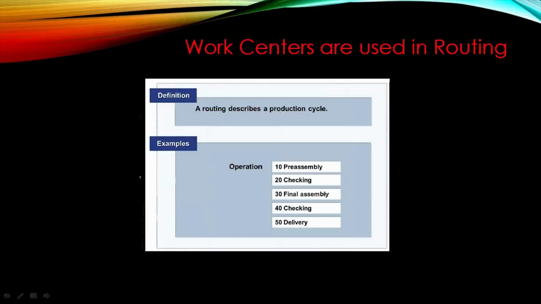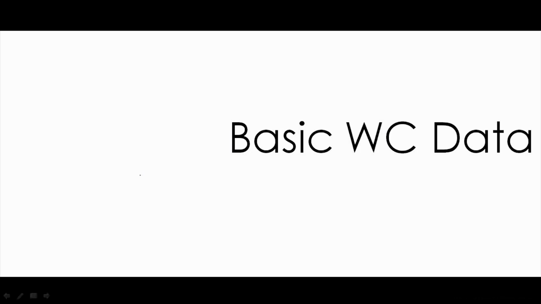Work centers are used in routing, as I already discussed. So what is routing? Routing describes a production cycle. If we need to manufacture a component, say a laptop, we need to define in the routing what work centers, machines, or processes this laptop will be passing through. For example, process number one will be on this work center, process number two on that work center, and so on. Again, we'll discuss more about routings in the next lecture.